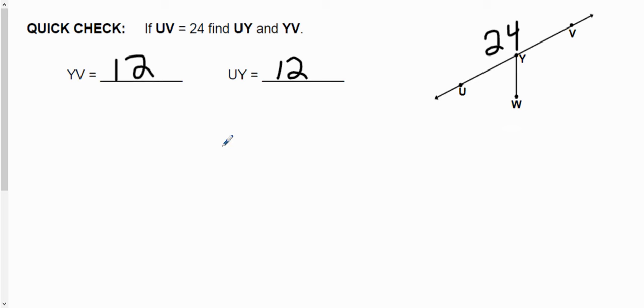One more here. In this picture, still have our pieces equal. We still have our segment bisector for these problems. And they give us from U to V equals 24. So we know these pieces are cut equally into 2. We just divide it by 2, and we get 12 for each piece.